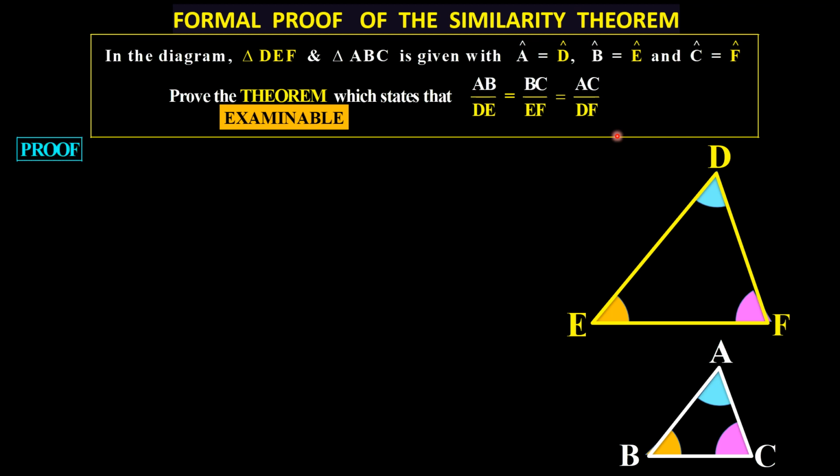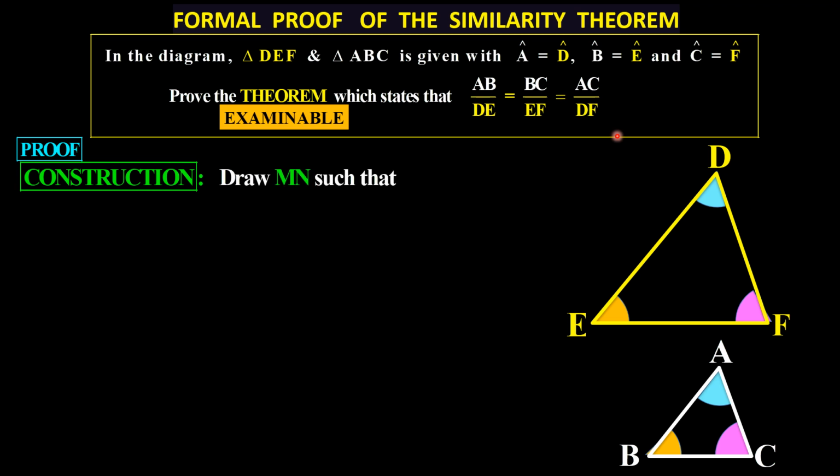Now we want to start with the proof, but to be able to prove this, we need something to assist us. This we refer to as our construction. It's things that we add to the given information. So the first thing we need to do is draw MN. See, there's MN on triangle DEF, such that AB is equal to DM, and AC is equal to DN. In other words, we draw it so that AB is exactly the same as DM, and AC is the same as DN.